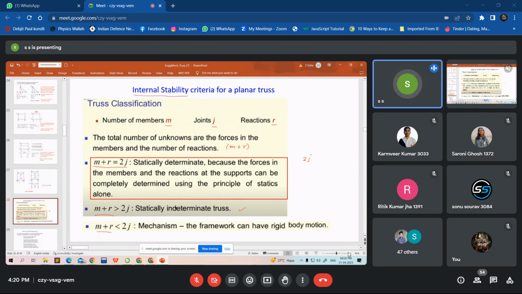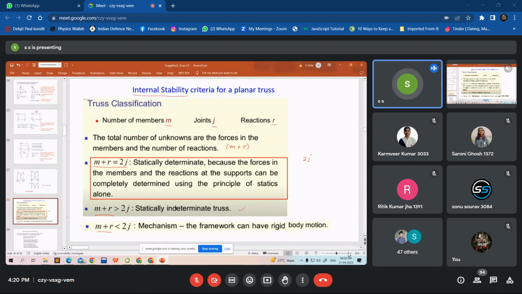If you have fewer unknowns than equations, then you cannot have a unique solution. You can have a non-unique solution, but not a unique one. And if the number of unknowns is greater than the number of equations, that is 2j, then it is indeterminate. You cannot solve by assuming the structure as rigid. You have to assume some deformation, and from there you have to calculate. So that is it.